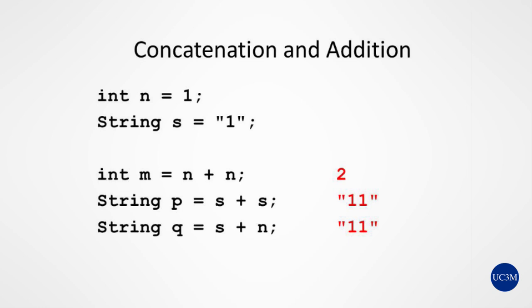as a result. It is interesting to note that we are allowed to write s plus n, a string plus a number. If one of the operands is a string, the other one is also converted to a string. So in the last example, integer 1 is converted to string 1, and we also get string 1, 1 as result.